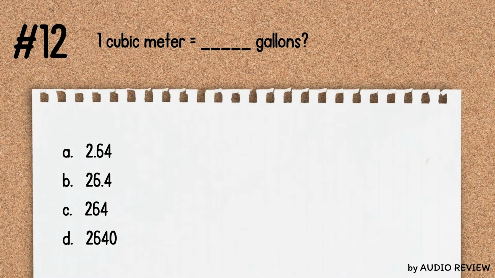Question number 12. There are how many gallons in 1 cubic meter? A. 2.64. B. 26.4. C. 264. D. 2640. The answer? It's C. 264 gallons. Remember that in 1 cubic meter, there are 264 gallons.